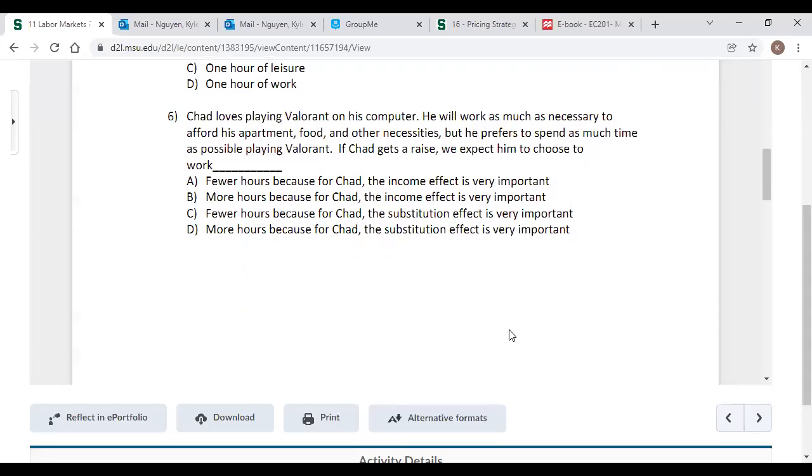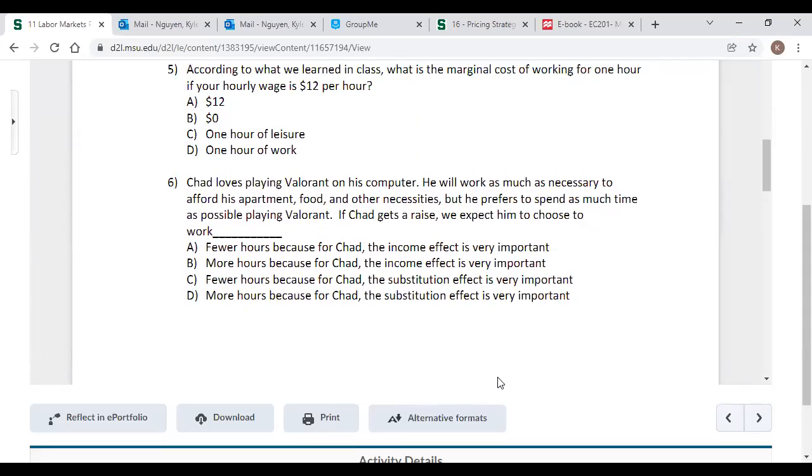And so let's look at what Chad should do. Chad wants to play Valorant as much as possible, so he'll only work just enough to afford the stuff he needs for life. Keep that in mind. So Chad will work fewer hours because for Chad, the income effect is very important. This is the correct answer because we know he wants to play Valorant as much as possible. Now that he's received a raise, he doesn't need to work as much because he can afford all of his necessities in a smaller amount of time. So that's why A is correct.